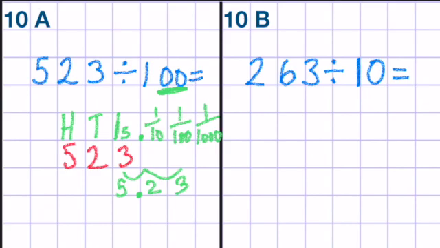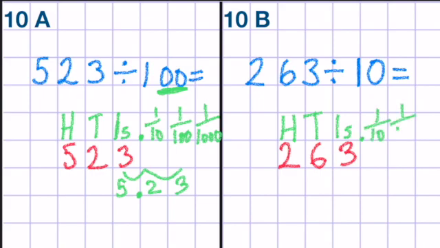Right, let's write 263. So hundreds, tens, ones, tenths. I don't think we need to go into thousandths. So we're going to divide by 10. The digits move one place because there's 1 zero and it goes right. 3 goes here, 6 goes here and 2 goes here, and then we put the decimal point, 26.3.